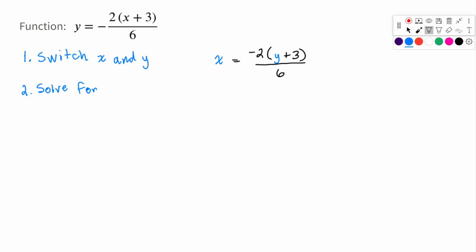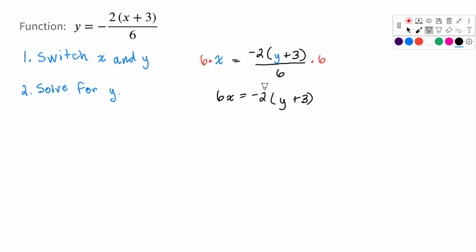And then what we're going to do is we're going to solve for y. Well, if I want to get the y by itself, the first thing I have to undo is this 6. So I'm going to multiply both sides by 6, and that gives me 6x. So now I have 6x equals negative 2 times y plus 3.